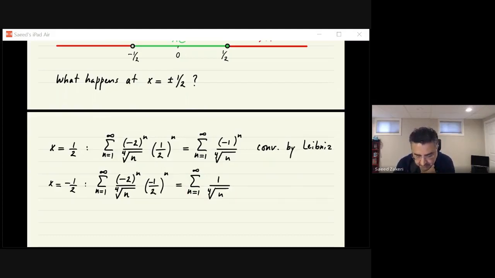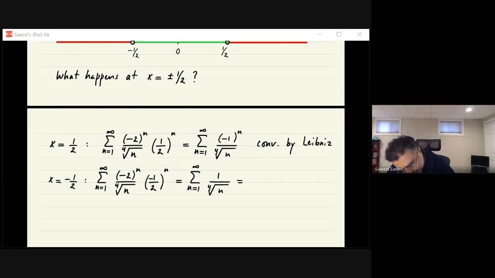1 over 4th root of n. Sigma 1 over 4th root of n. Convergent or divergent? What do you think? It's one of the standard cases that we've seen before, because remember, this is sigma n from 1 to infinity of 1 over n to the power 1/4.